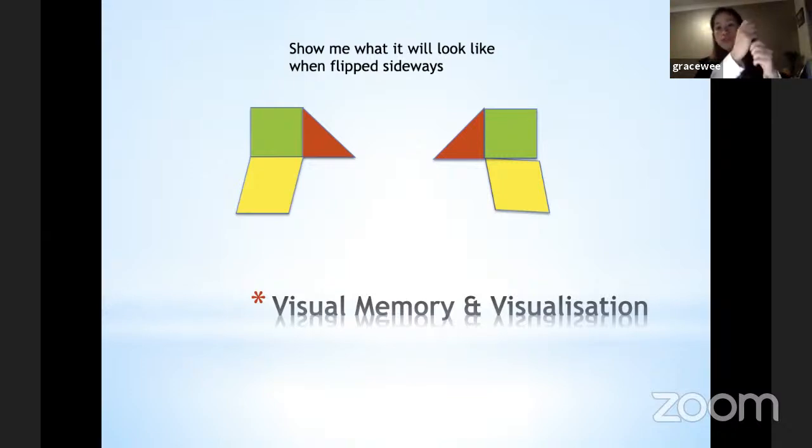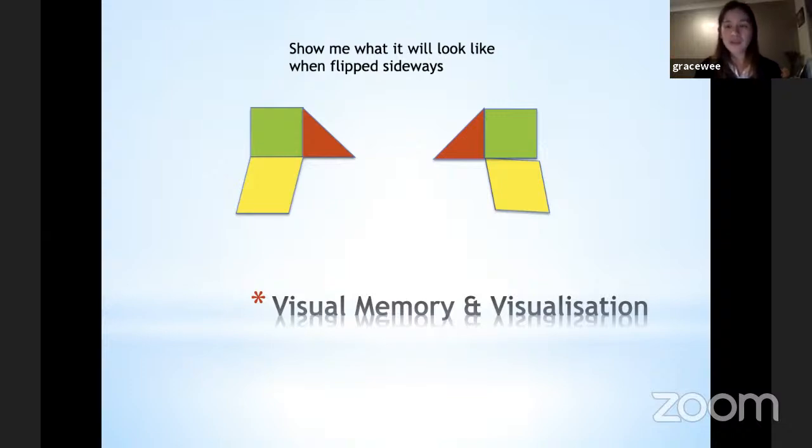So getting them to feel, while closing their eyes, relying on their touch or their tactile senses to help create a visual image. Then you build on from there. Okay, so that's summarizing visual memory and visualization.